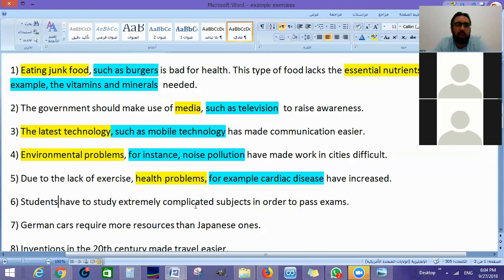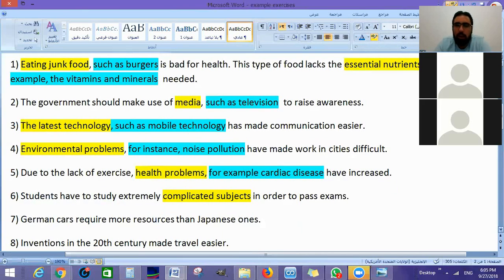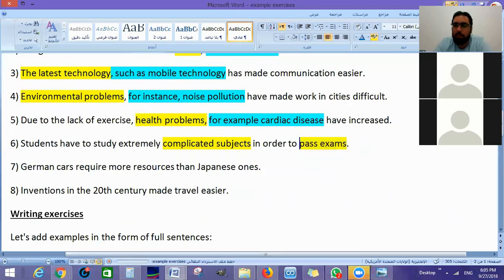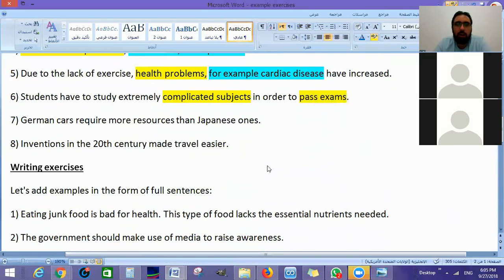Students have to study extremely complicated subjects in order to pass exams. So what are things that we could give examples of in sentence number 6? Difficult science subjects or mathematics, complicated mathematics. So let's just highlight this with the yellow. So this is something we could give an example of, all right? Also, maybe exams, we could give an example of the type of exams that you want to pass as well, yeah?